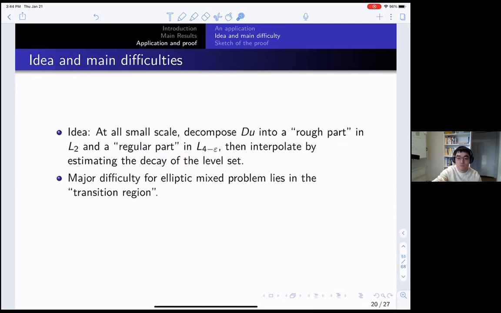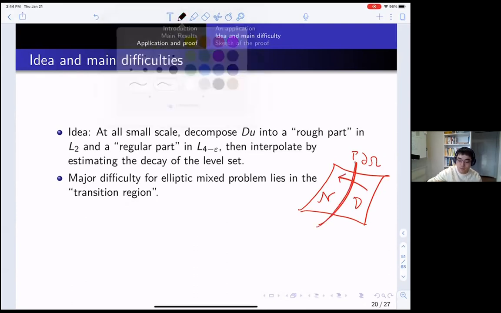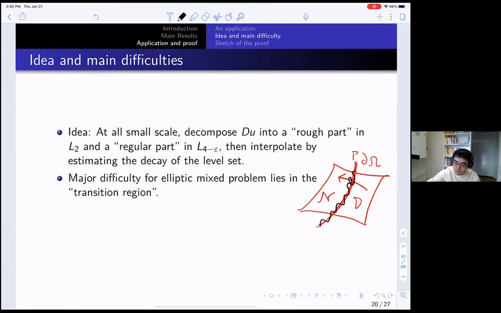The major difficulty for the elliptic problem is on the boundary. Let me draw a picture. There is a transition region. The problem is not like the smooth surface case, right? If gamma is smooth, then we just change from one boundary condition to another across this smooth surface. But this problem is very bad. We have a very rough surface, it can be turning, a very rough interfacial boundary. So there is a transition region in between, and the boundary condition is really mixed in this region, and we need to deal with this region. This is a major difficulty, can you imagine?